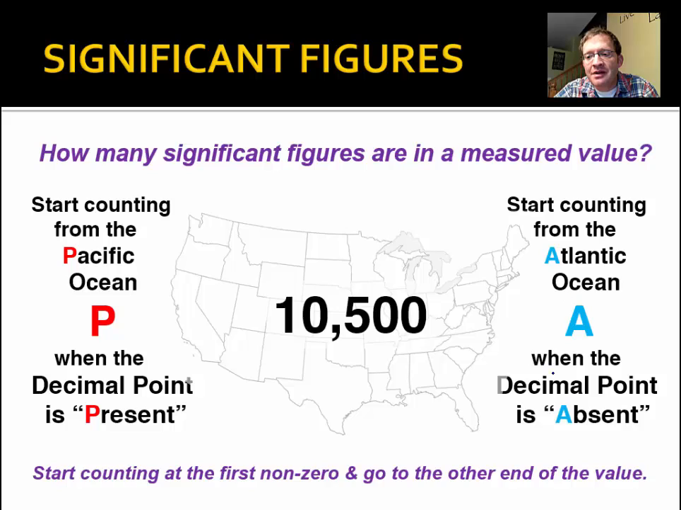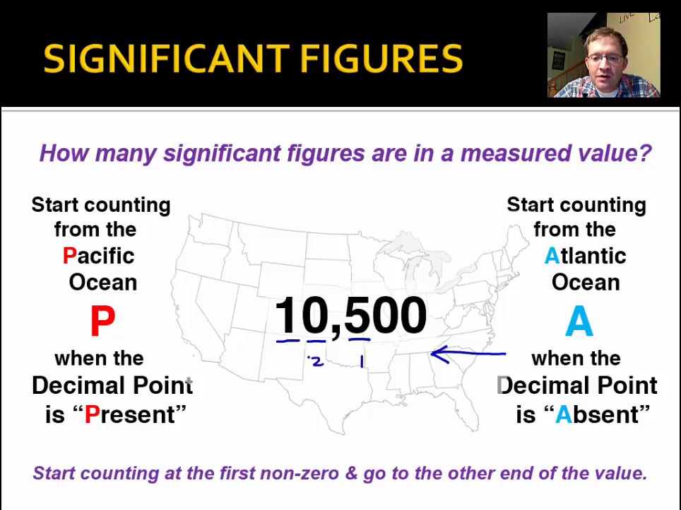And so we're going to start counting from the Atlantic side, working our way across. We're going to start from the right and go toward the left, counting this way. Starting at the first non-zero, start counting at the first non-zero, and go to the other end of the value. So as I come across to here, okay? I'm going to start at the right-hand side and work across and start counting at the first non-zero. Here's a non-zero, and keep going across from there, across the other side.